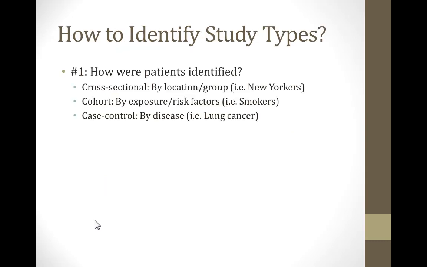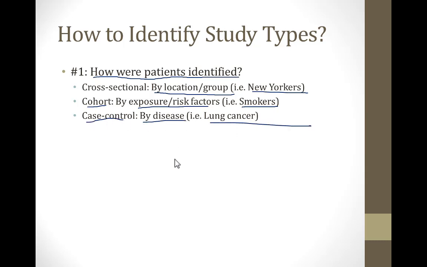It's very high yield to know how to identify the type of study from a description. So let's go over some of the steps we went through to identify study types. First, ask yourself how they identified the patients. In a cross-sectional study, patients are identified by location or group, like for example, New Yorkers. In a cohort study, they're identified by exposure or risk factor, like smoking status. And in a case control study, they're identified by disease, like presence or absence of lung cancer.